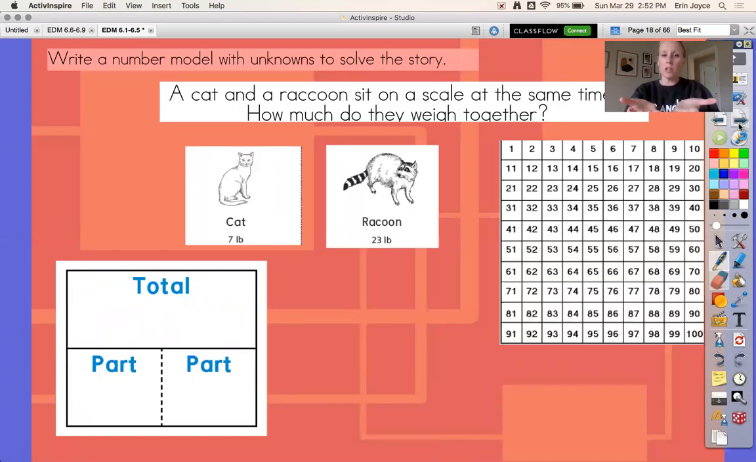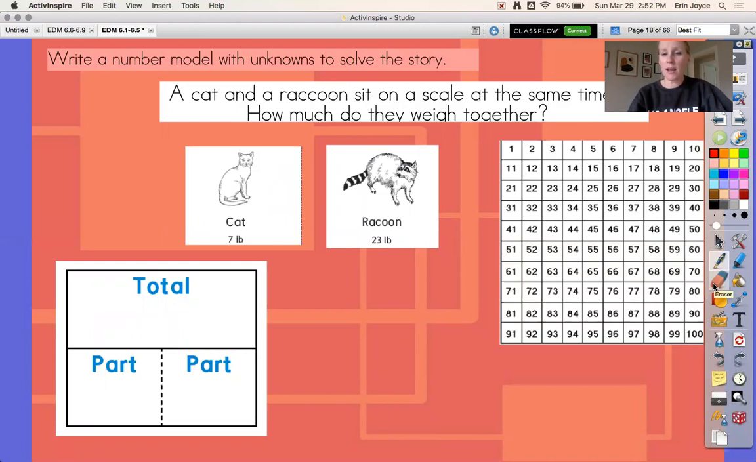Now, the work you're going to be doing today might look like this, where you have the weight of two animals and you imagine a cat and a raccoon are sitting on the scale at the same time. How much do they weigh together? I think a part-total diagram is one of the best tools we can use, because we think about here's one part, here's the other part, what are they all together? So one of my parts is what? The weight of the cat.